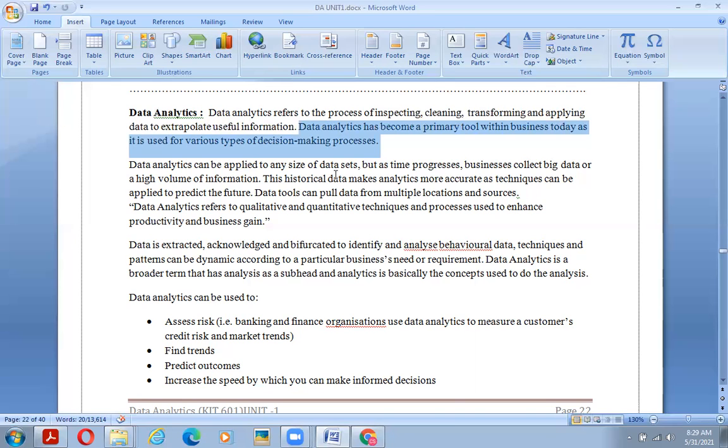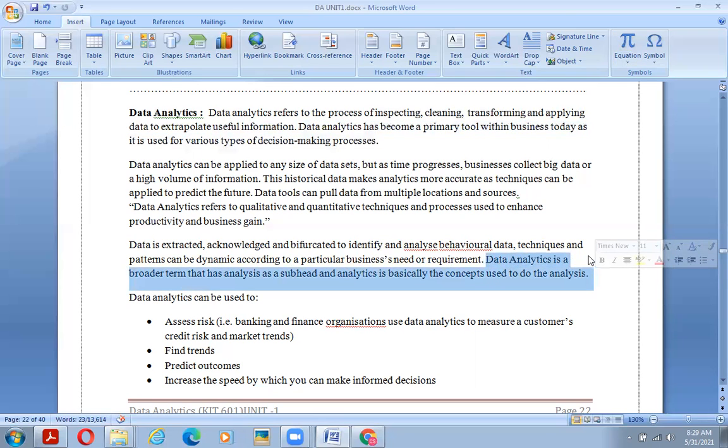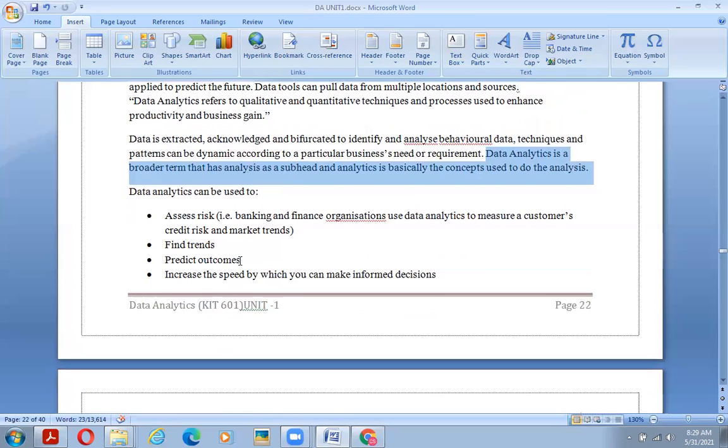Data analytics is a broader term that has analysis as a subhead, and analytics is basically the concept used to do the analysis. We need to understand that when somebody says data analysis, it is just a sister concern of data analytics actually. So data analytics is a broader term, analysis is a subhead, and analytics is basically the concept used to do the analysis.